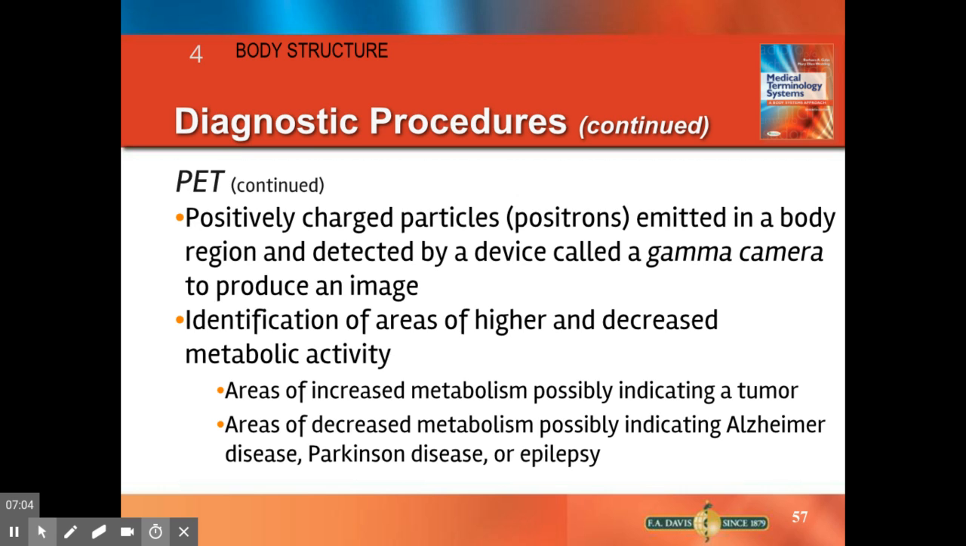The gamma camera, some of you who've had family members who've fallen and broken a hip may have heard of gamma nailing. They use gamma knives in certain kinds of surgeries, but for a PET scan, we use a gamma camera. It defines areas of high metabolism and decreased metabolic activity. Increased metabolic activity could possibly be a tumor, and decreased metabolic activity, especially in the brain, can detect Alzheimer's, Parkinson's disease, epilepsy, some other neurological disorders.